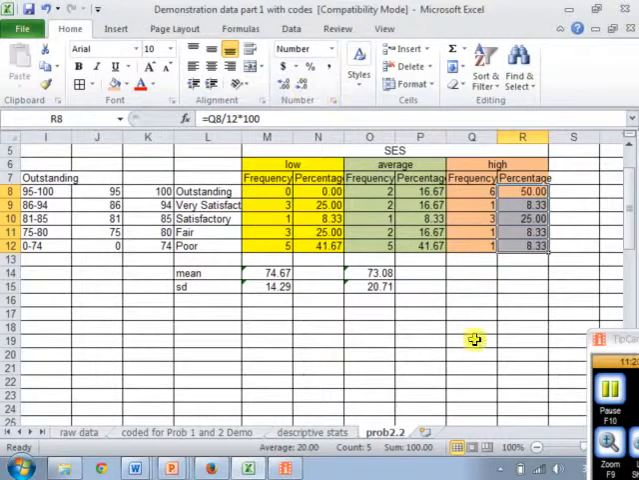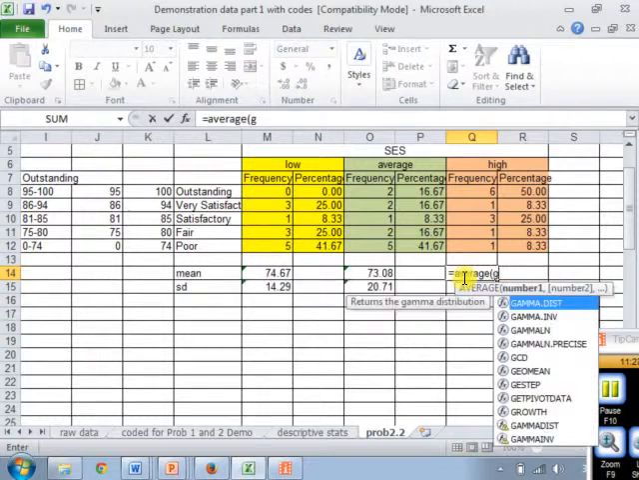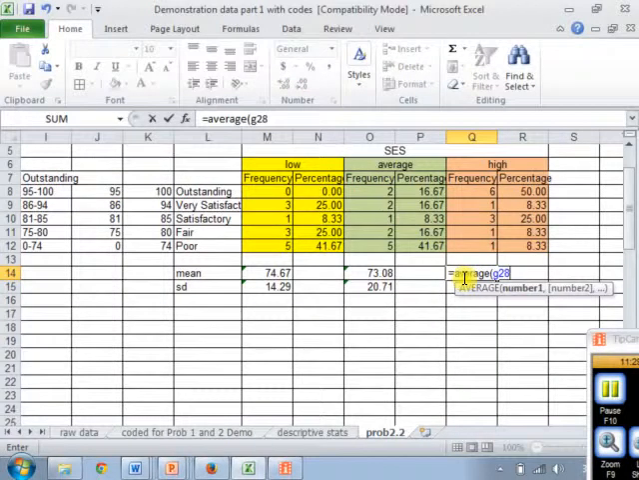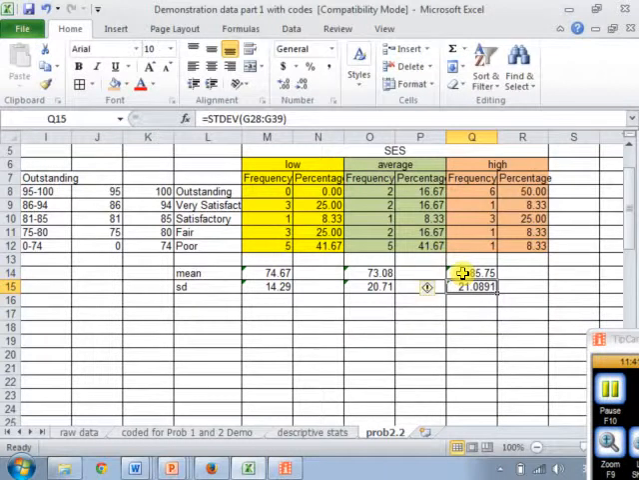Ano nangyayari? Okay, unsa gani ang average? Average. G. Okay, and then the STDev. G28 hanggang G39. Okay. So I'll just organize them a bit, but you begin looking at the numbers. The numbers should talk to you. Know what's going on.